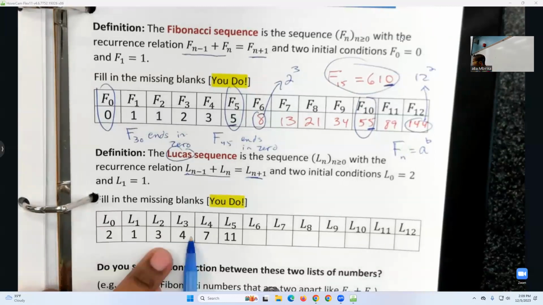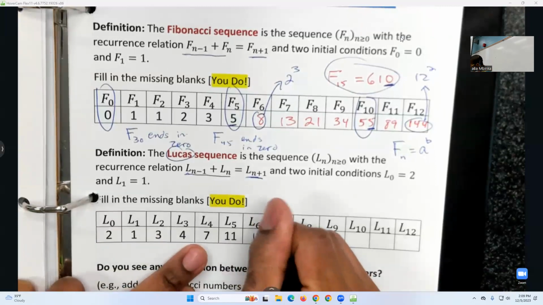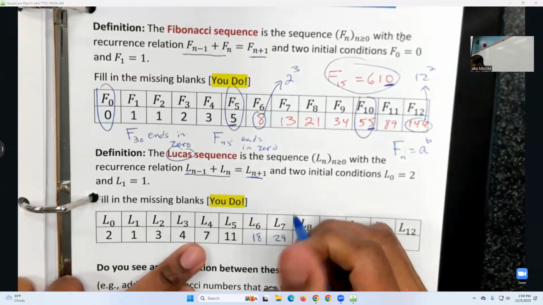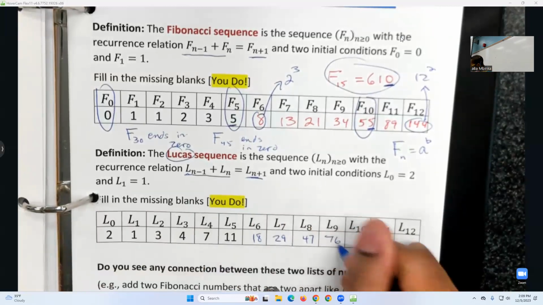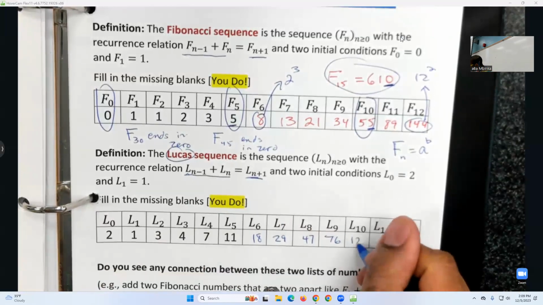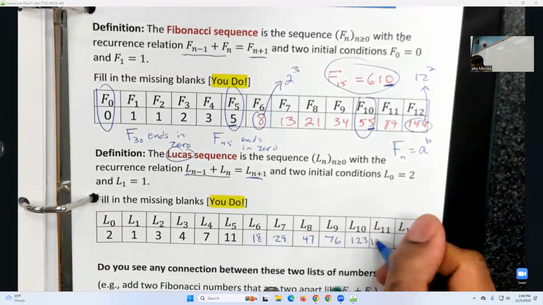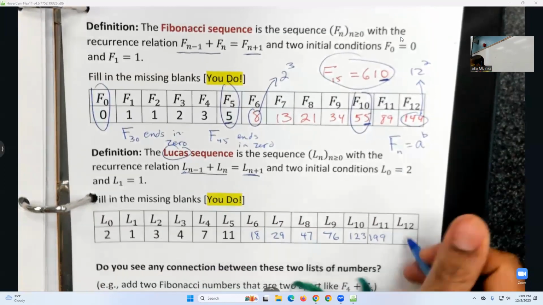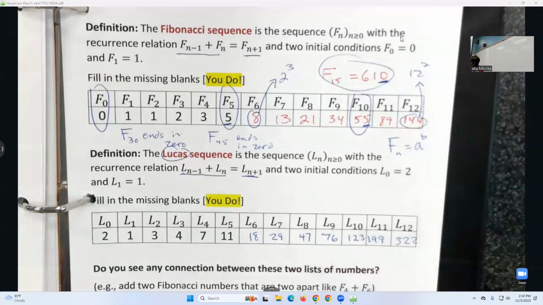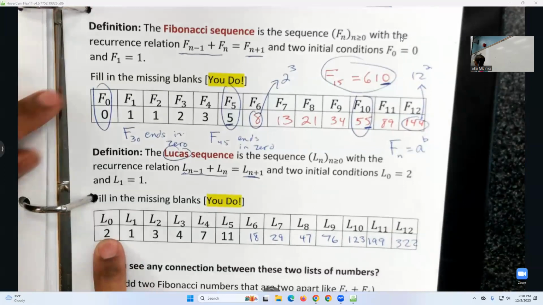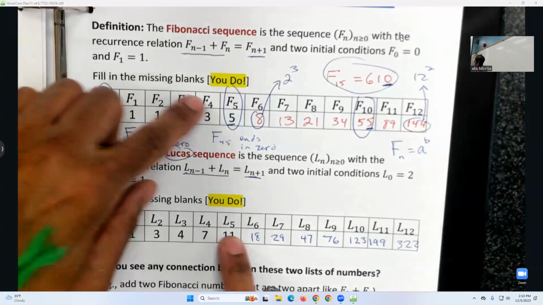2 plus 1 is 3, 1 plus 3 is 4, 3 plus 4 is 7, 4 plus 7 is 11, 7 plus 11 is 18, 11 plus 18 is 29, 18 plus 29 is 47, 29 plus 47 is 76, 47 plus 76 is 123, 76 plus 123 is 199, and 123 plus 199 is 322. So comparing them one for one, even though 2 is not much bigger than 0, starting with a 2 versus a 0 creates way bigger numbers.